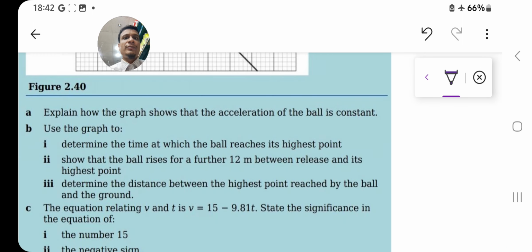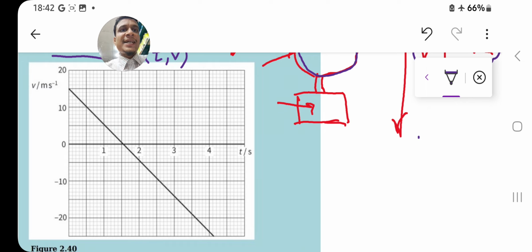Now for the third part, it says to find the distance between the highest point reached by the ball and the ground. The highest point is this, and the time when the ball reaches the ground is this. So we need to find the area of this triangle, and the area of the triangle will be the distance.